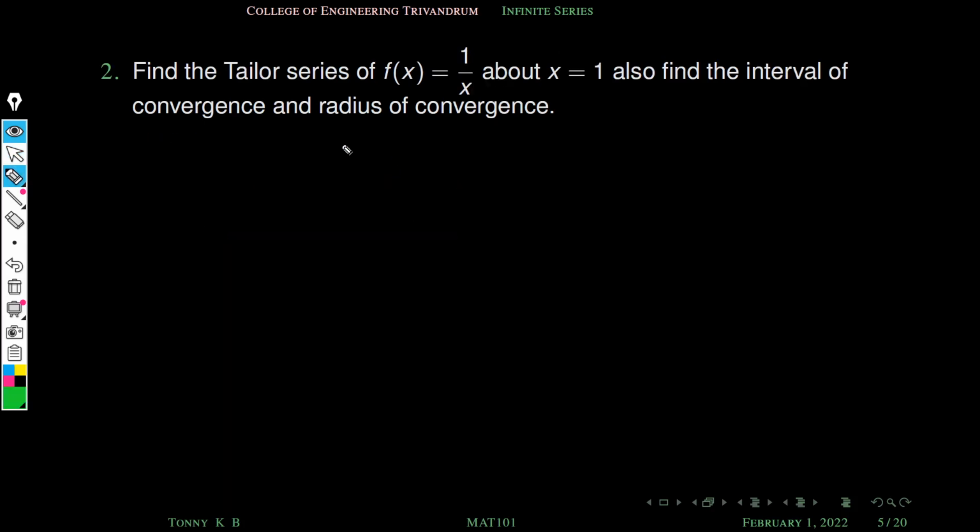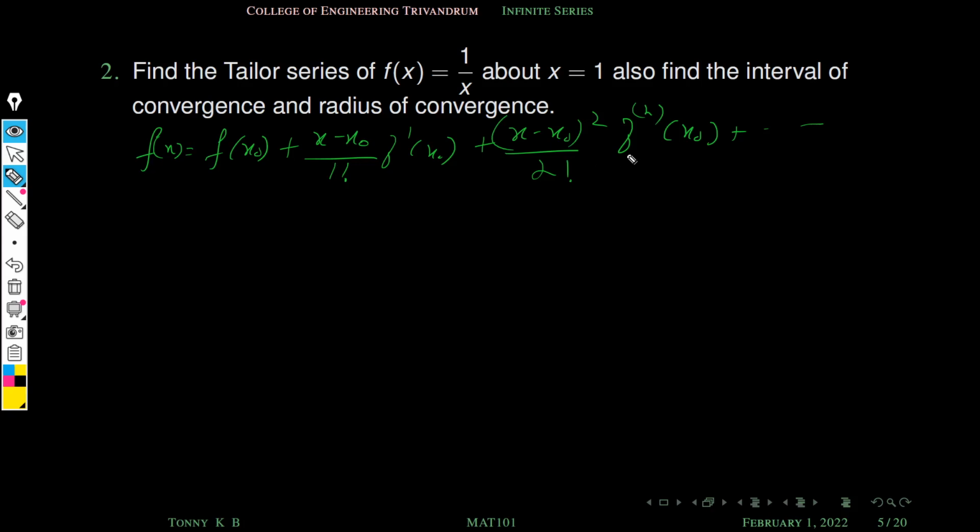Okay, next problem. Find the Taylor series of f of x is equal to 1 by x about x equal to 1. Also find the interval of convergence and radius of convergence. So either you can use the direct formula of Taylor series. What is the formula of Taylor series?